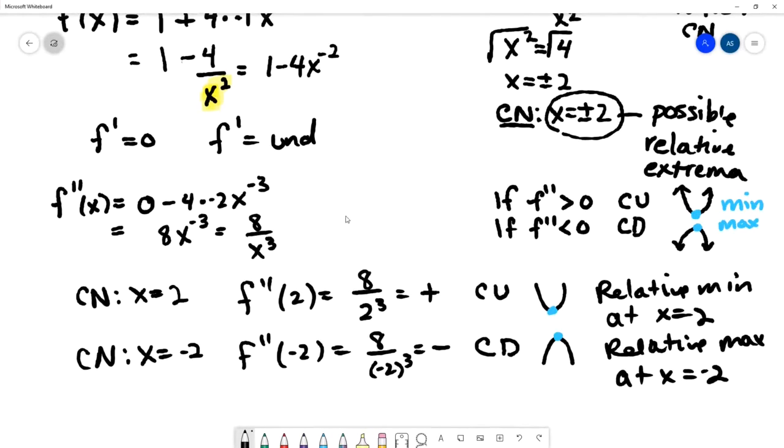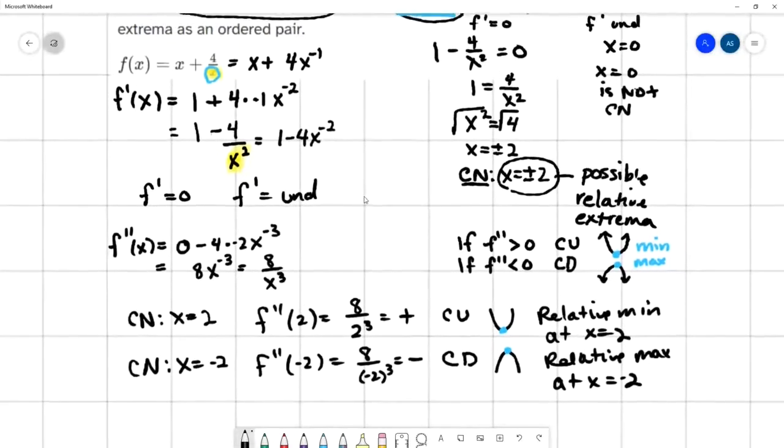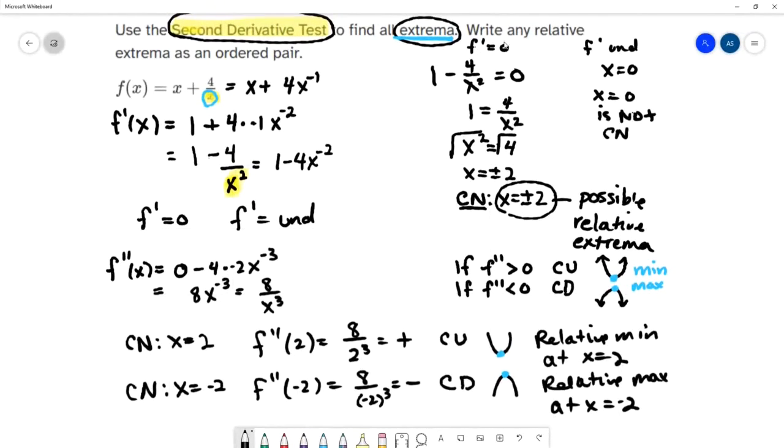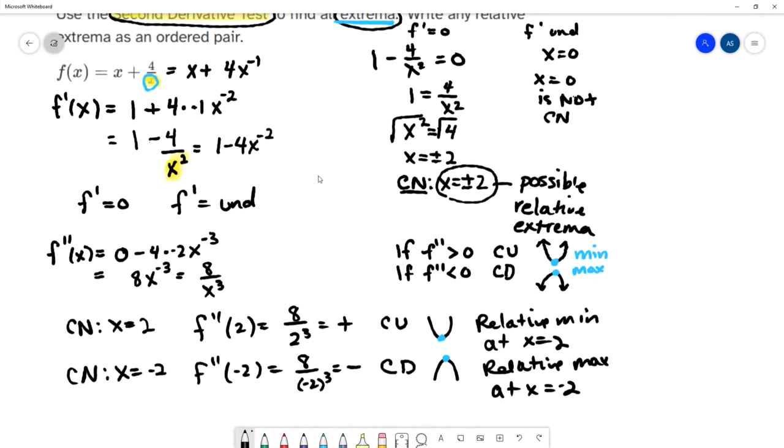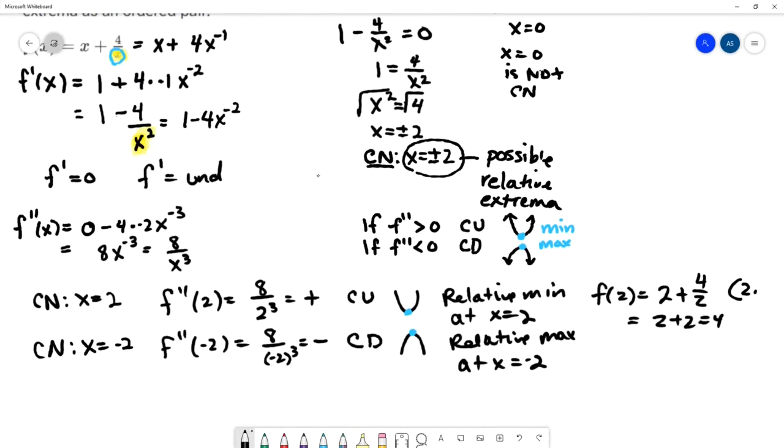So I just have one more thing to comment here. If we go back to the directions, it says to write our relative extrema as an ordered pair. So to do that, the relative extrema will be on the original function. So I need to plug 2 and negative 2 into that original function to get the ordered pair. So I've got f of 2. That's 2 plus 4 over 2. So that's 2 plus 2 is 4. So now we know the ordered pair 2, 4 is a relative min.